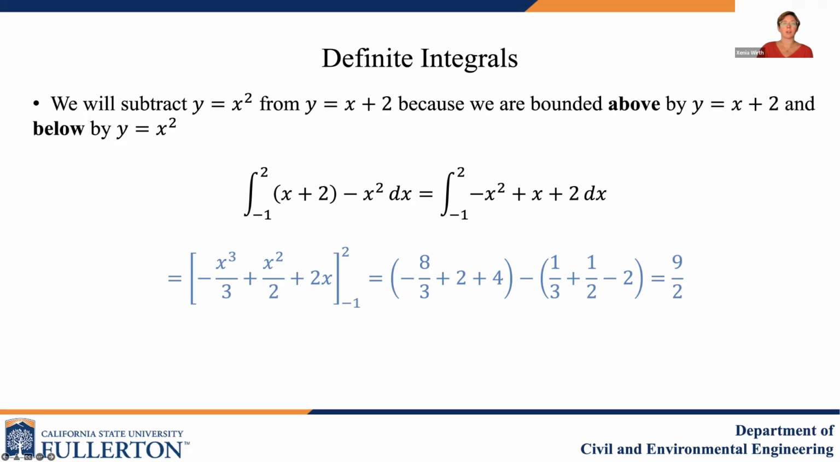So again, we have our polynomial here. We apply the rules of integration, and we find that the integral is negative x cubed over 3 plus x squared over 2 plus 2x, and we apply the limits of integration. First, we substitute in 2 for every value of x here, and then we subtract the substitution of negative 1 for every value of x. And as we do that algebra, we find that the area bounded by both of those curves is 9 over 2.